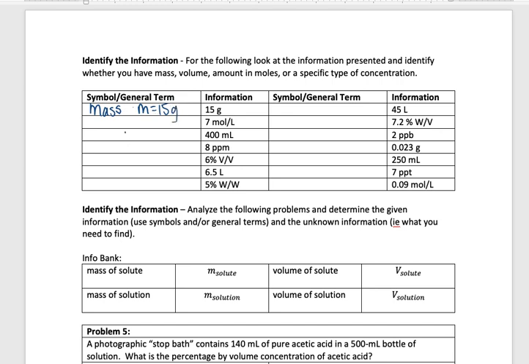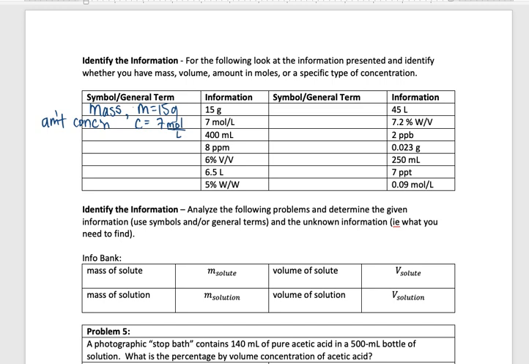The next one we have is 7 mole per liter. Again, get to the point where you're like, it's not moles, like amount, but it's mole per liter. This is concentration, and specifically amount concentration. I'm just going to abbreviate here because it's not going to fit. So that's the letter c, and 7 mole per liter, like that.